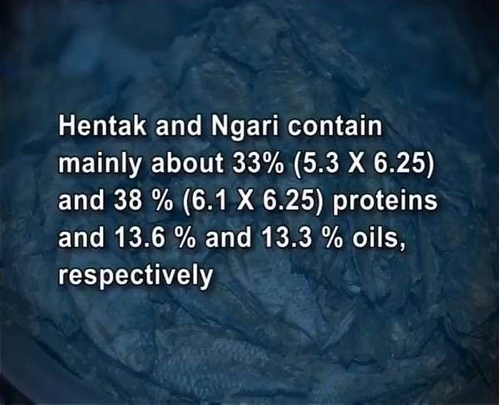Hentak and ngari contain mainly about 33%, that is 5.3 into 6.25, and 38%, 6.1 into 6.25, proteins, and 13.6% and 13.3% of oils, respectively.